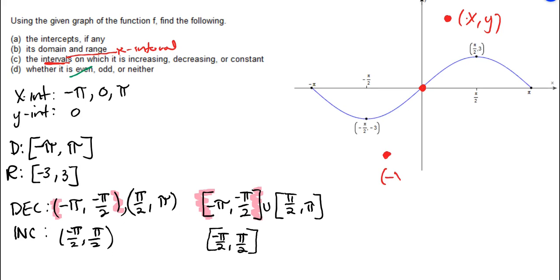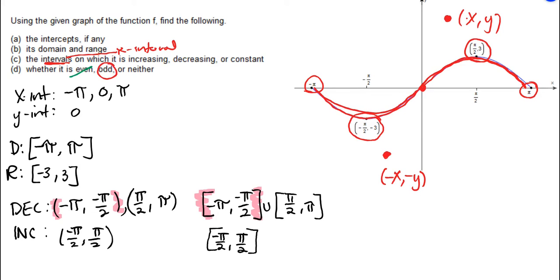That point would have the opposite x value and the opposite y value. So looking at a few of these points, I've got pi over 2, 3. I have the opposite of that, which is negative pi over 2, negative 3. Opposite of both the x and y coordinates. I have the same thing with pi and negative pi. And as I'm looking at this piece of the graph, I have a mirror image of that over the origin in that opposite quadrant. So this function is an odd function.